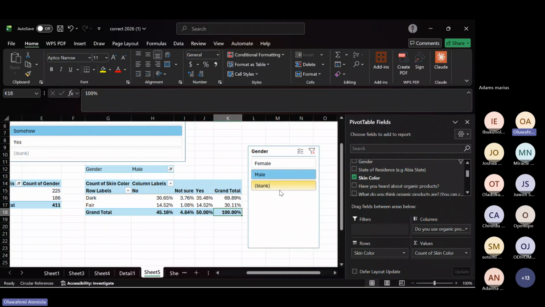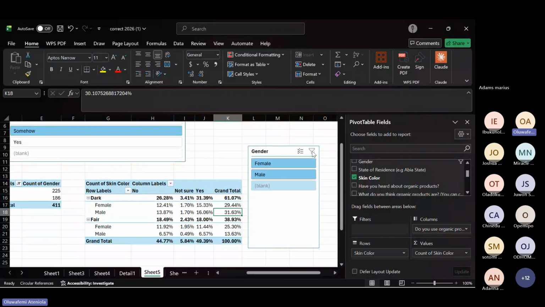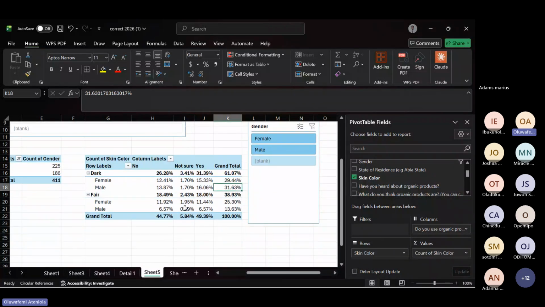But if you didn't want to bring them in as slicers, this is where you can just bring in your gender and say, okay, I want my gender to come into rows. You can now see the total breakdown. So if we remove our slicers, can you see what it looks like inside of the pivot table now? This is the total percentage of female dark skin who do not use organic products.